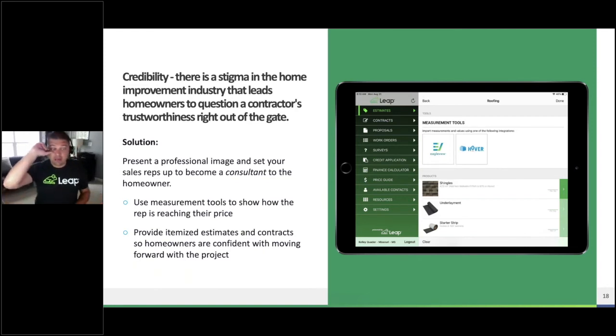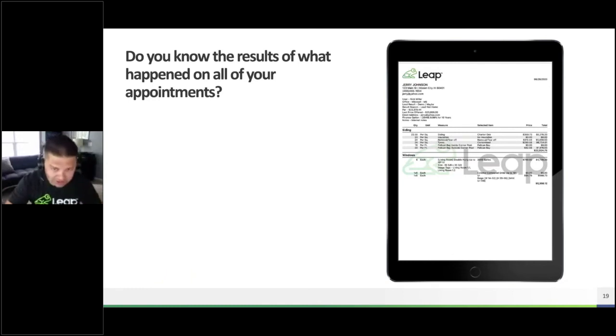The results of what happened on all of your appointments. So these are basically measure sheets. I say basically measure sheets. They're a little bit more than measure sheets, but I compare them to measure sheets because everybody usually generates a measure sheet. Most companies don't do anything with their measure sheets. It's just what a sales rep uses to come up with the numbers that they're going to present to the homeowner. However, measure sheets are very, very valuable if you can get the information you want off of them.